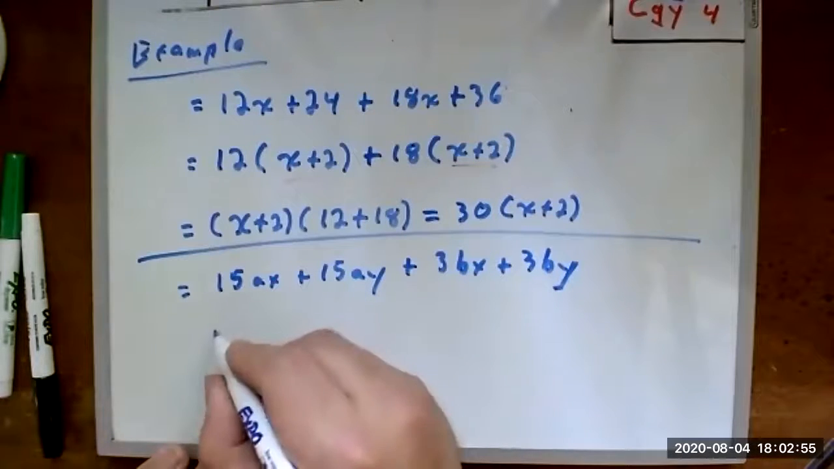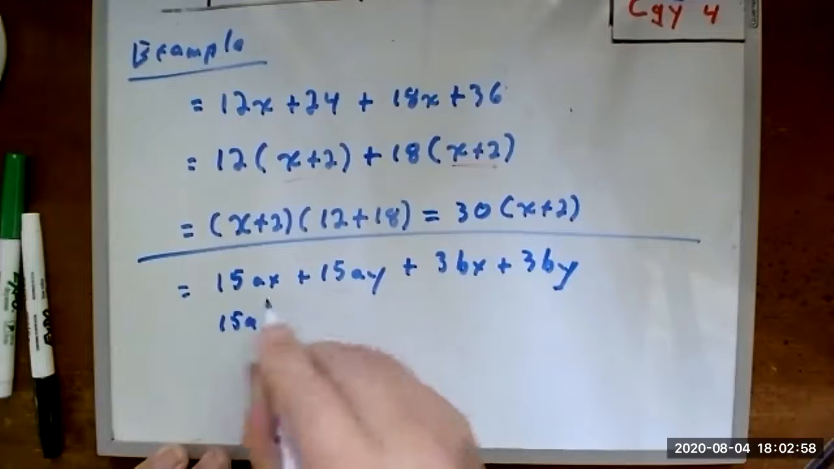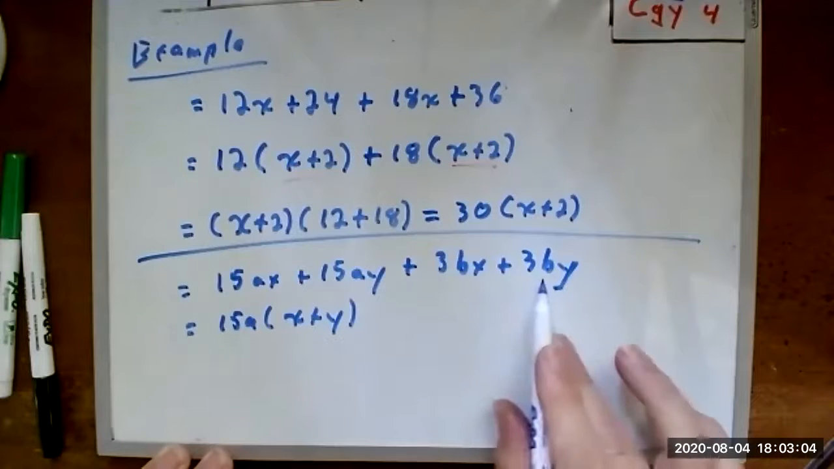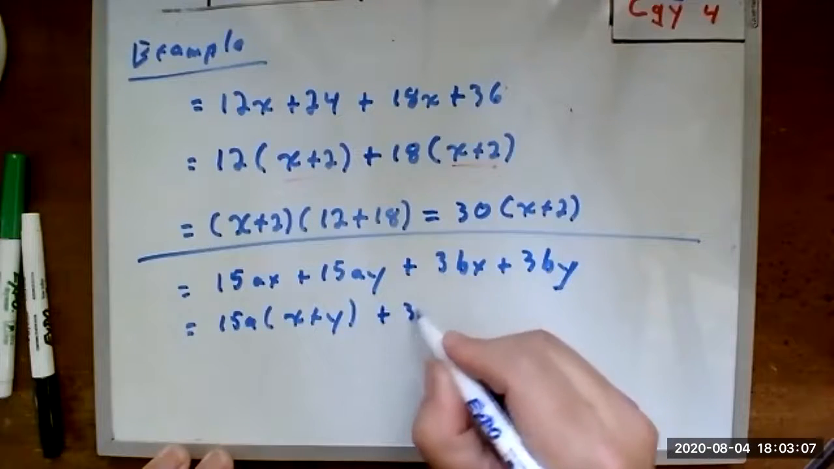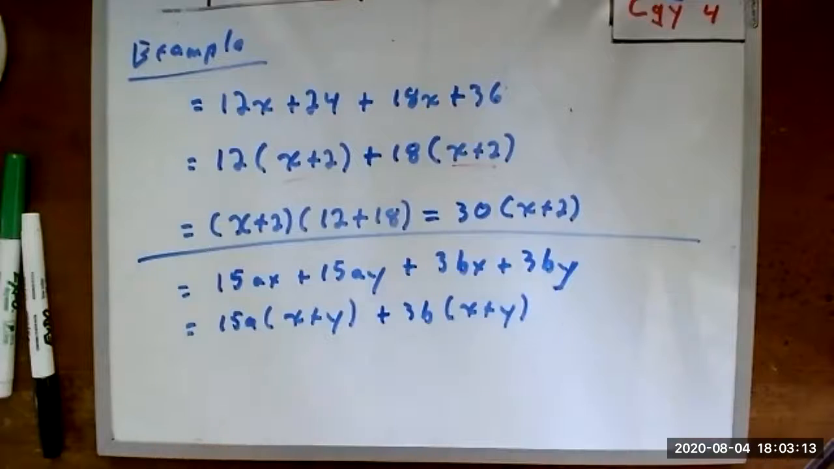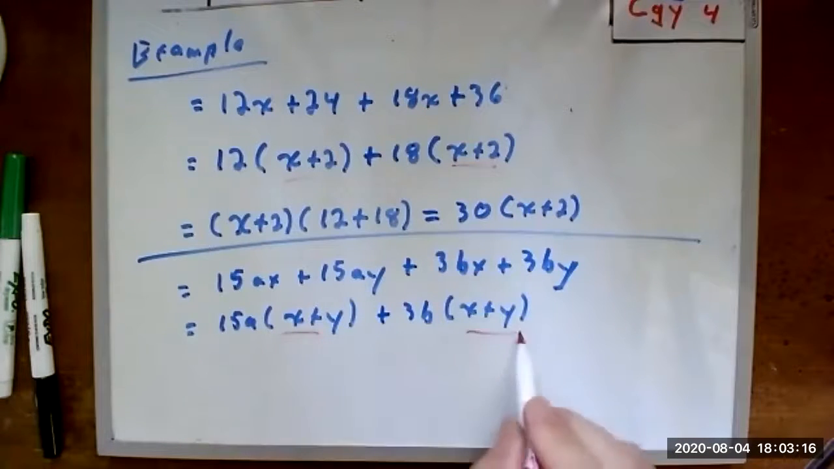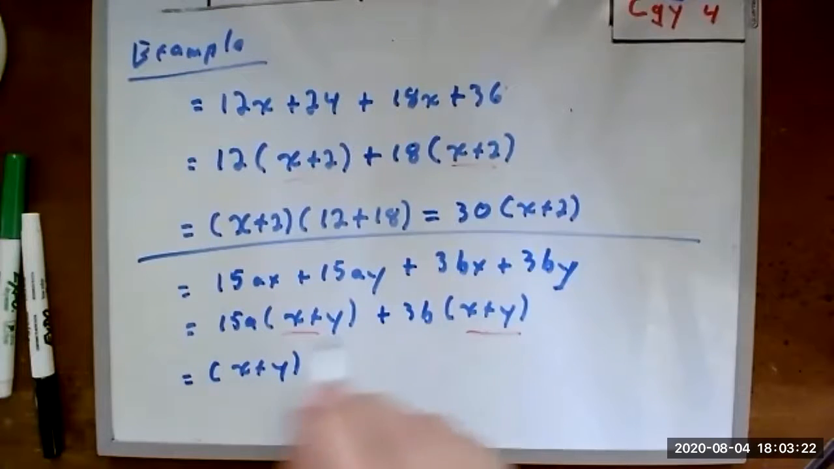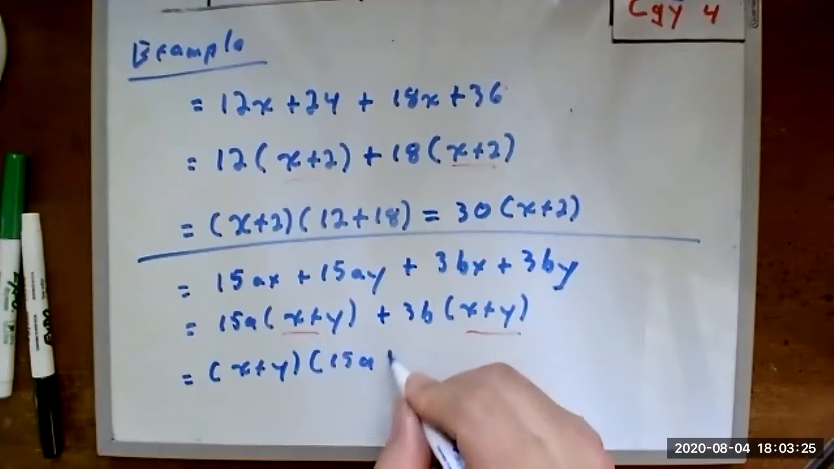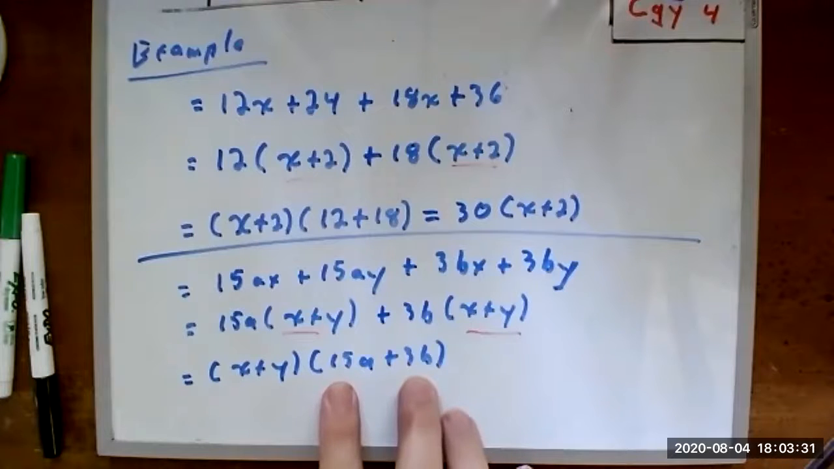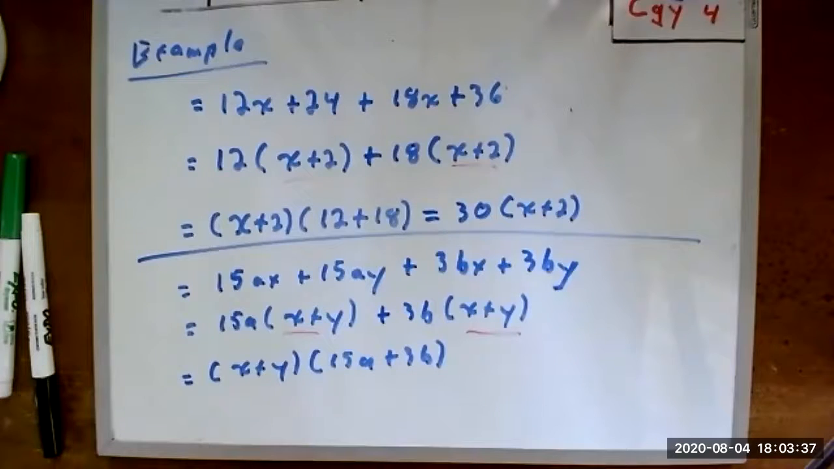Same idea. I'm looking for what I can pull out of my first two terms, and what I can pull out of my second two terms. Out of the first two terms, I can pull out a 15a. So I do, and it leaves me with x plus y. Out of my second two terms, I can pull out 3b. So I do, and again, it leaves me with x plus y. My x plus y is now what's in common, so it goes out front, leaving me with 15a and 3b.